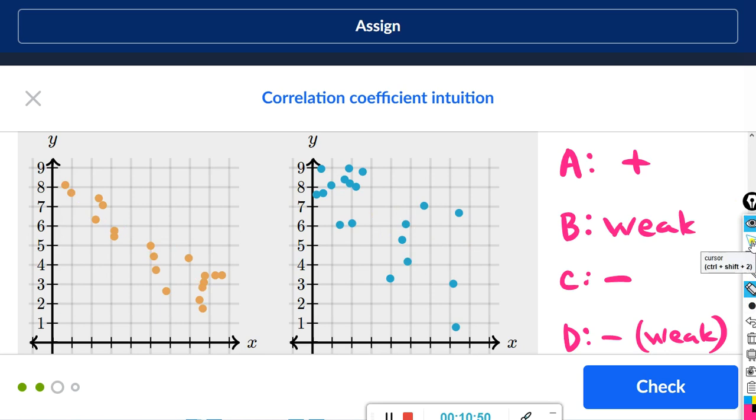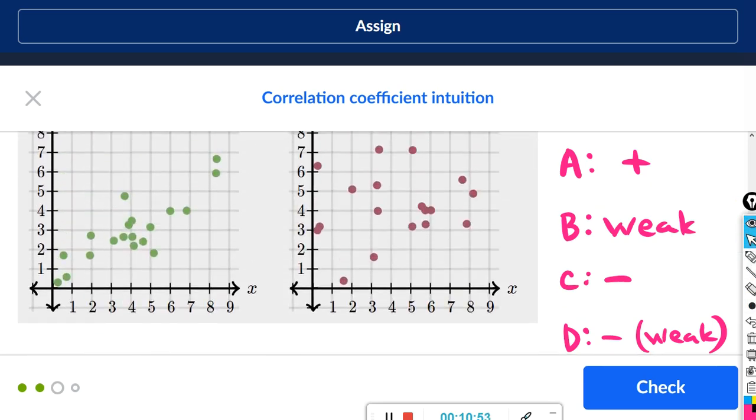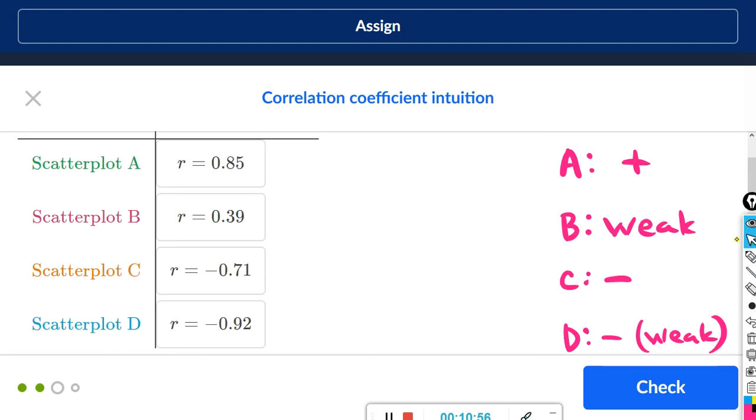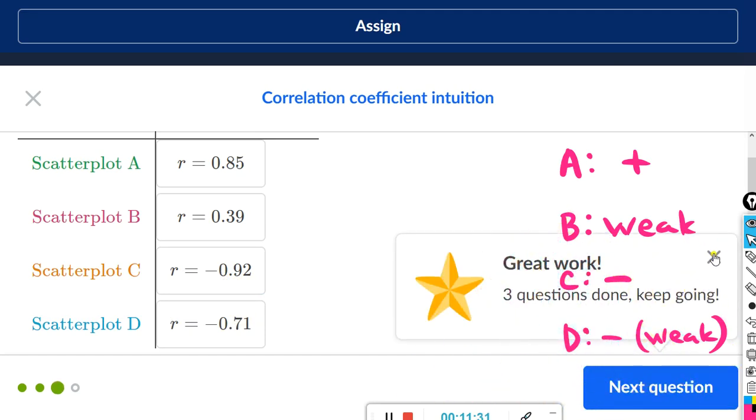All right, so let's check it out. A has to be the greatest positive, all right? So 0.85 for A, that's fine. B is the weak one, so that's closest to 0. Okay, 0.39, that works. C and D are negative, but D is the weaker negative. So D is going to be closer to 0. All right, so I'm going to take the negative 0.71 and put that on D. All right, and C is closest to negative 1. All right, so that's it.